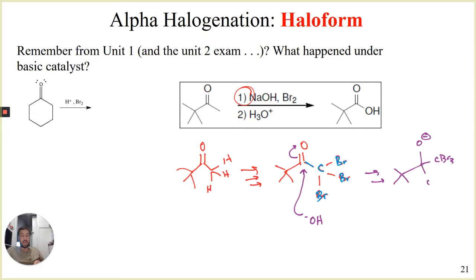Negative charge. We're now forming what is known as the tetrahedral intermediate. The electrons can come back down. We kick out a good leaving group, being our CBr3. The result of that is I now have a carboxylic acid and I have a negative carbon.